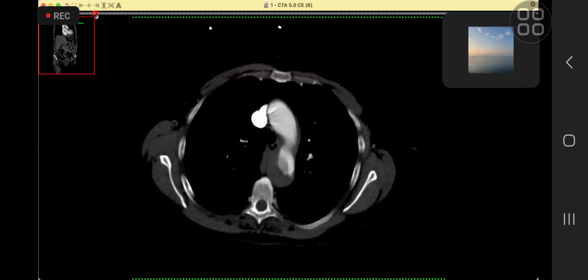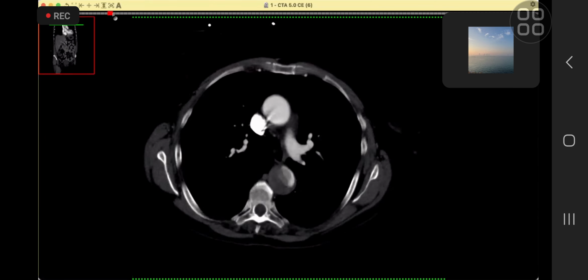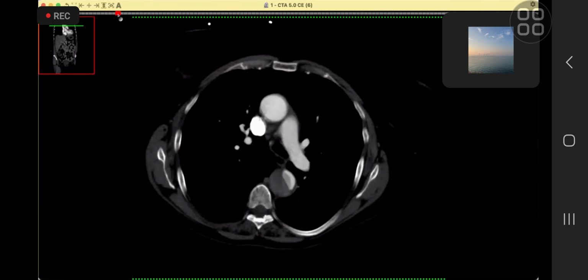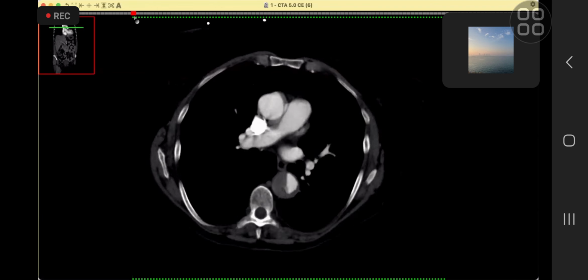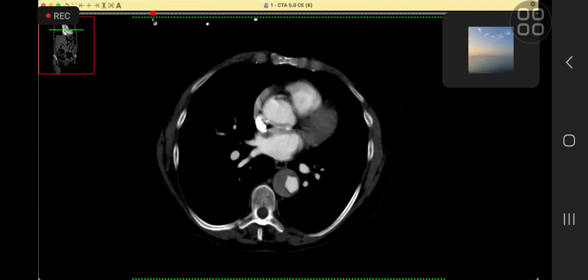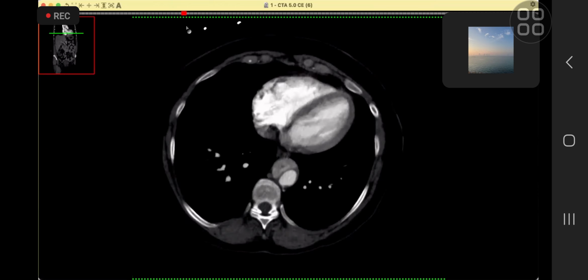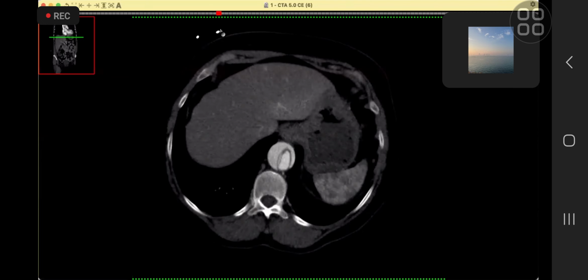As it appeared to me, this dissection commences from the distal arch and involves the descending thoracic aorta and the abdominal aorta, with the formation of a true lumen and a false lumen. The false lumen here appears thrombosed. I'm scrolling down now. The false lumen, which is located anterolaterally, is bigger and appears thrombosed. The true lumen is a little bit posterior. This is the intimal flap again.